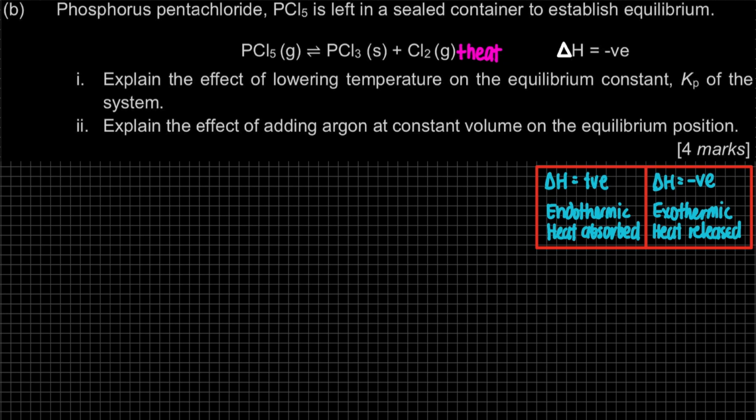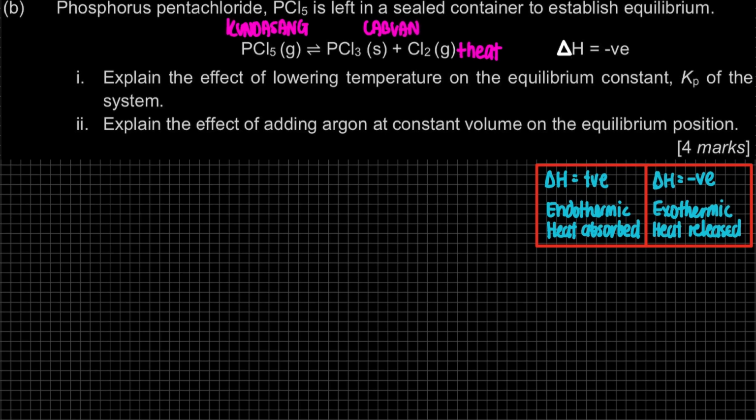When we're talking about temperature, I like to use an analogy. If there's heat, it means this is the hot place. If there's no heat, it will be the cool one. So the hot place, we say this is Labuan. The cold place, we say this is Kundasang. Once we know the hot place and the cold place, it's easier for us to answer the question.